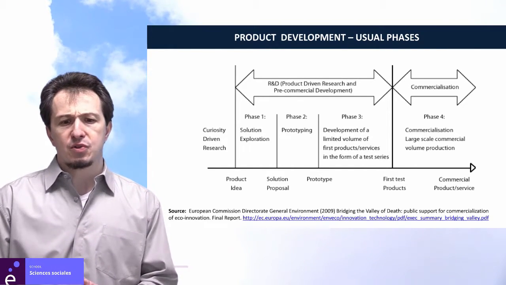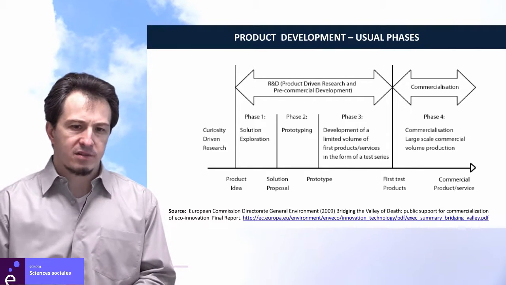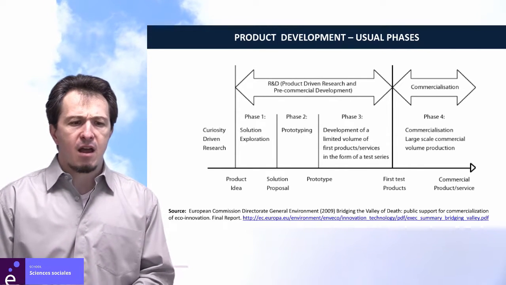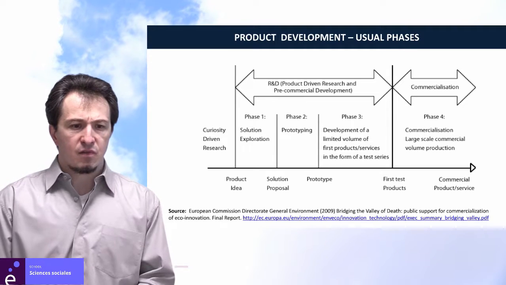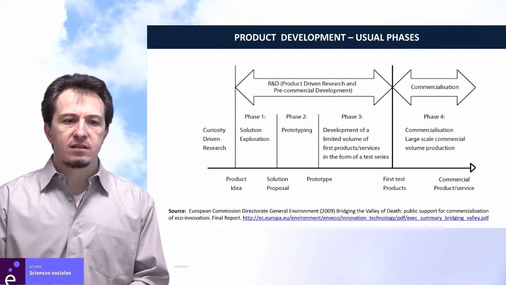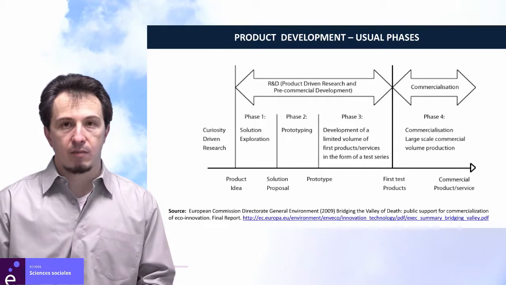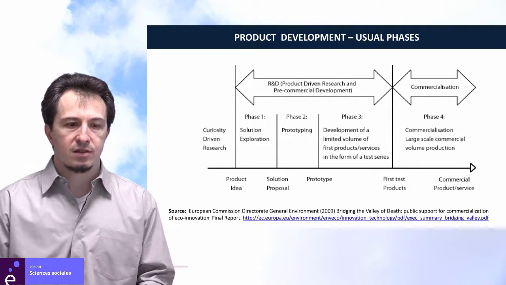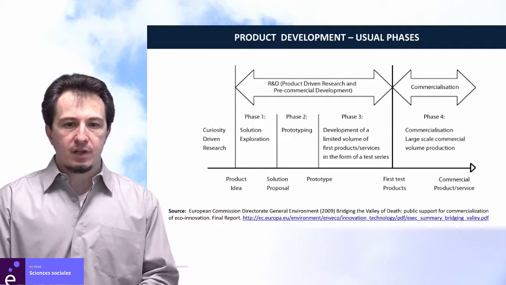People don't usually know that, but this is why it's not so easy to make a product. Here in this slide, I show a bit the phases, four major phases. And if you look on the left, you see the curiosity-driven research, which is university research, science and technology. It starts there on the left.